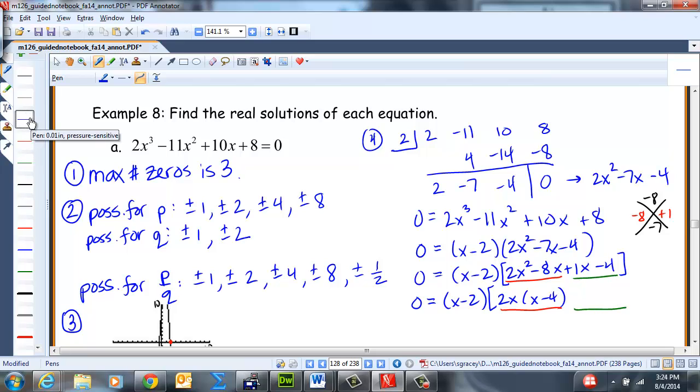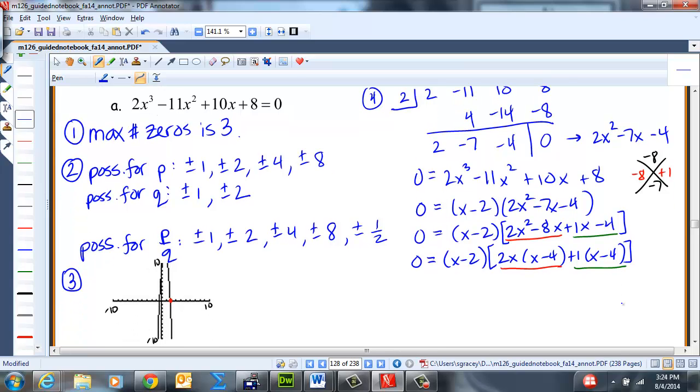And what can we factor from the green group? Just a plus 1 times x minus 4. So we have a common factor of x minus 4. So 0 is x minus 2 times x minus 4 times 2x plus 1. So we have this in factored form using the 0 product property.